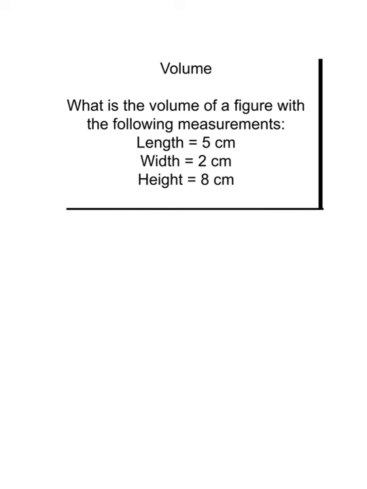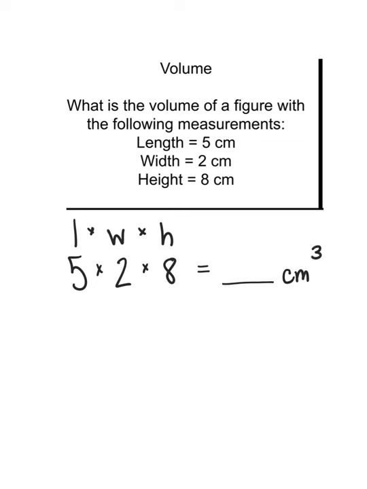Okay, this is a volume problem. Now the formula that we use to calculate volume is always the same. We're going to multiply our length times our width times our height. So we're going to multiply 5 times 2 times 8, which I'm going to let you do on your own because that seems kind of easy. Just remember that whatever your product is for the volume, you want to express it in cubic centimeters. Any kind of a measurement problem, you always want to be sure to include that unit of measurement.